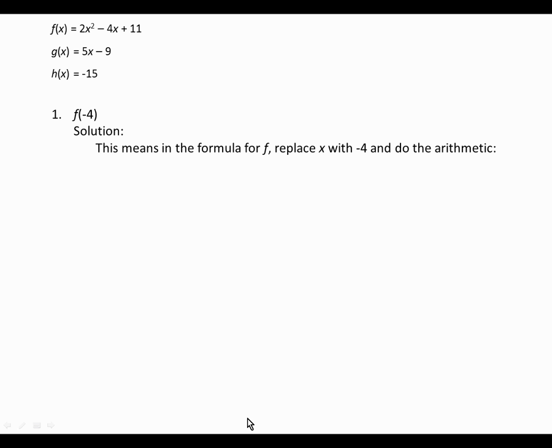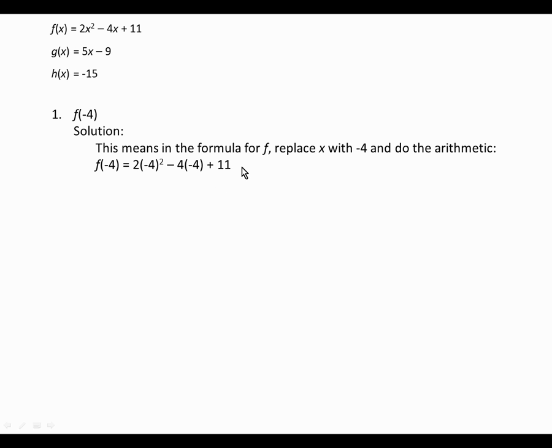Our solution. This formula means, in the formula for f, so back up here with 2x squared minus 4x plus 11, we're going to replace all the x's with negative 4 and do the arithmetic. Students usually just say, you want me to plug in x equals negative 4? Yes, we're going to plug in x equals negative 4. So f of negative 4 is going to be 2 times negative 4 squared minus 4 times negative 4 plus 11.